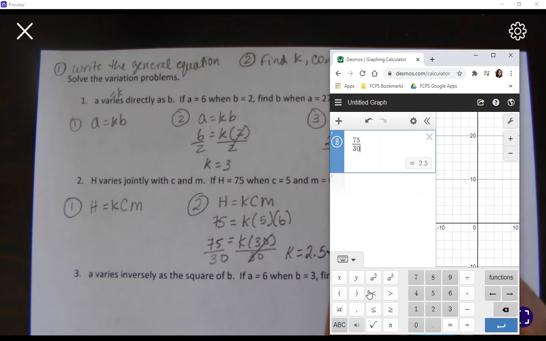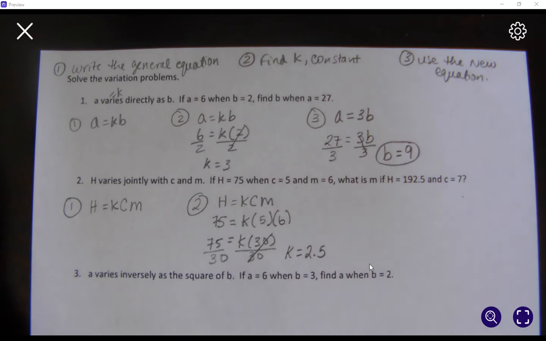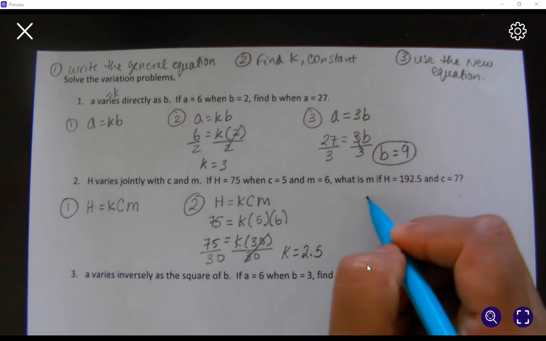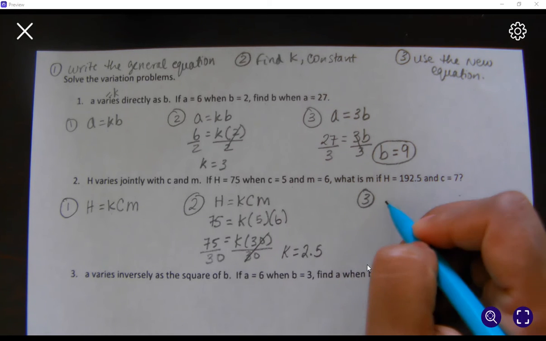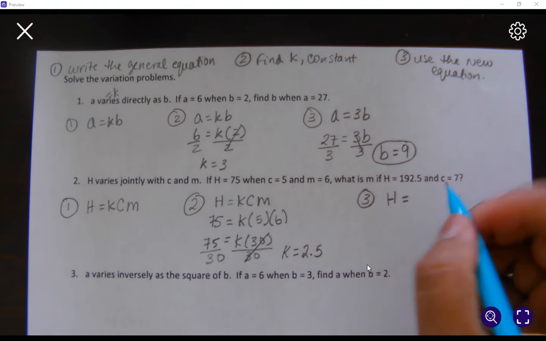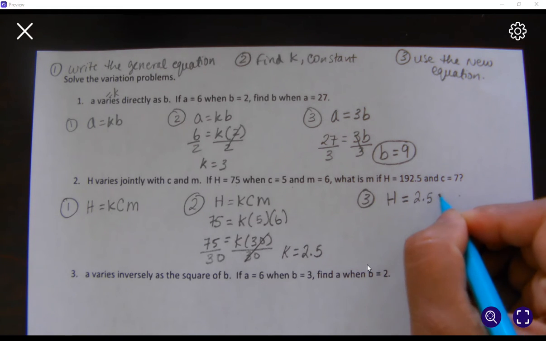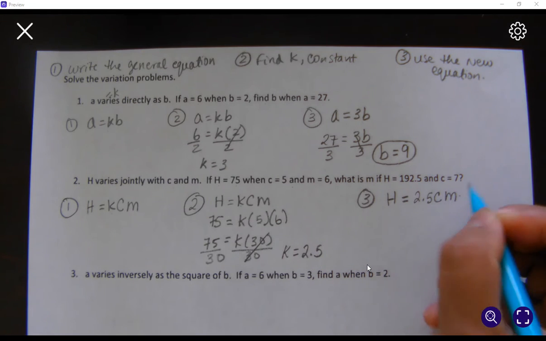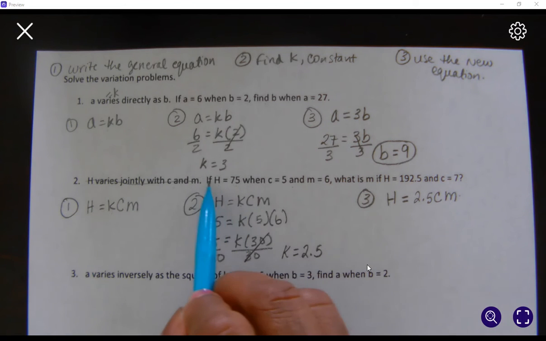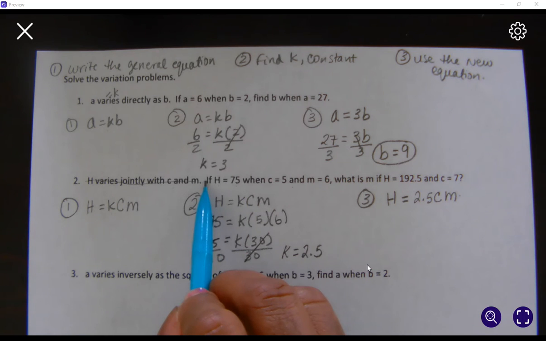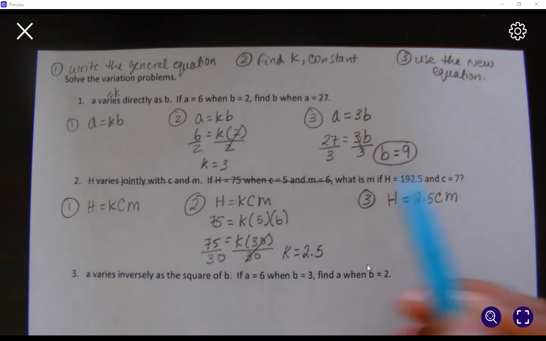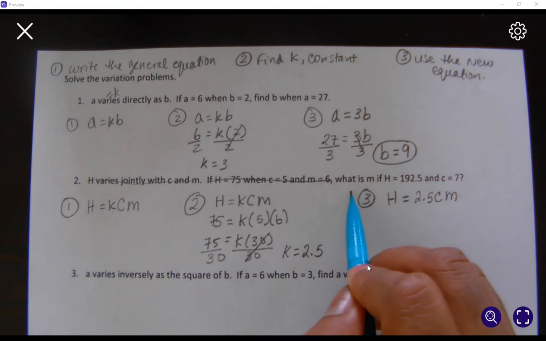Now, whenever we find my constant, I'm going to put it back in here and use that new equation. So you have H equals, take this and put it in here, k is equal to 2.5, times C times M. So I'm done with this part. I found my general equation, and then I found my constant k by plugging in numbers. And now I'm going to use the equation.